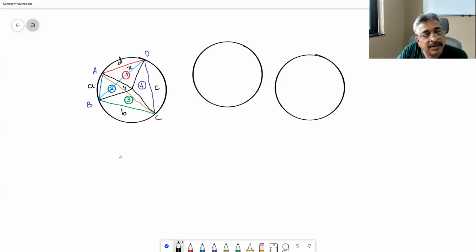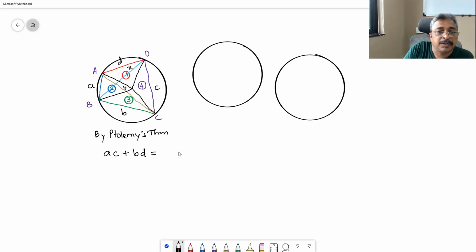Then we have a relationship here by Ptolemy's theorem. What do we have? AC times BD is equal to X times Y. Correct?